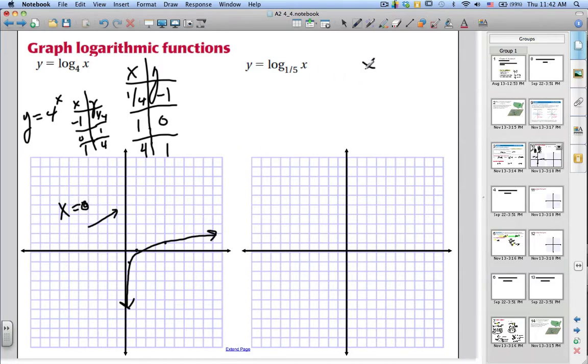Over here I'm going to do the same thing. I'm going to pick powers of 1/5. So 1/5 to the -1 power is 5. 1/5 to the 0 power is 1, and 1/5 to the first power is 1/5. And when I go ahead and graph that, so this was a decay function, right? B is less than 1. So when x was 5, I was at -1.